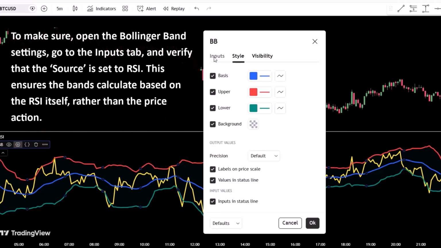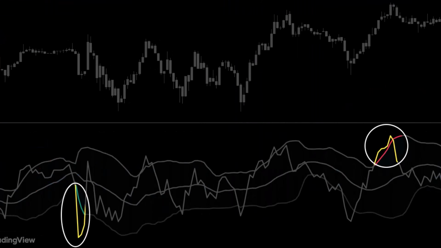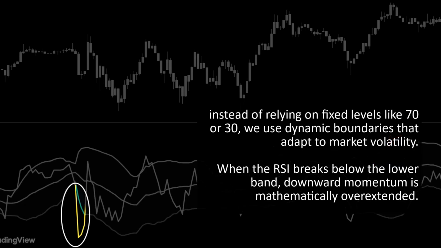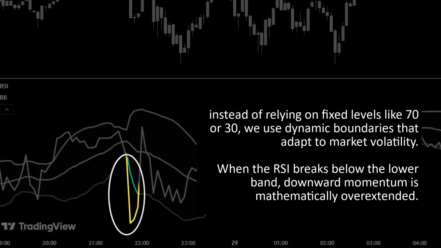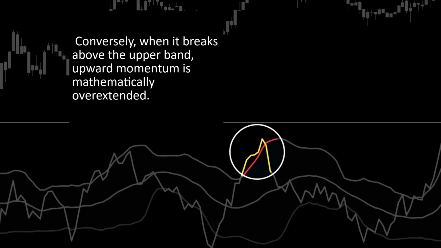To make sure, open the Bollinger Band settings, go to the Input tab and verify that the source is set to RSI. This ensures the band calculates based on the RSI itself rather than the price action. Think of it this way. Instead of relying on fixed levels like 70 or 30, we use dynamic boundaries that adapt to market volatility. When the RSI breaks below the lower band, downward momentum is mathematically overextended. Conversely, when it breaks above the upper band, upward momentum is mathematically overextended.